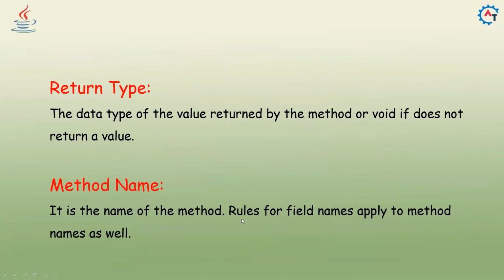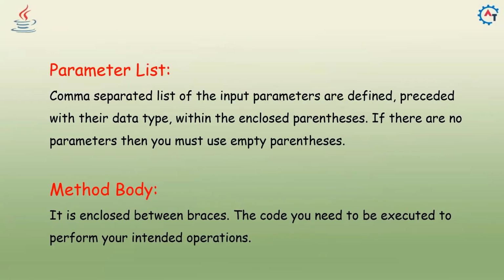Method name. It is the name of the method to identify it. Without a name, how can you access it, how can you call it, how can you even write it? The rules for field names apply to method names as well. We already saw in one of our previous videos about naming conventions, where we discussed how to write a method name.